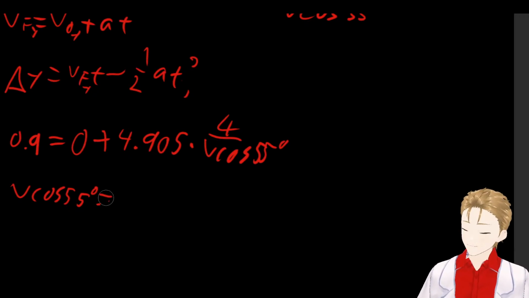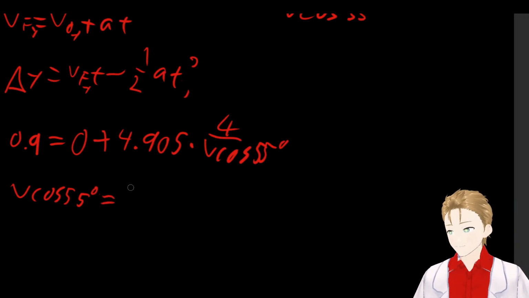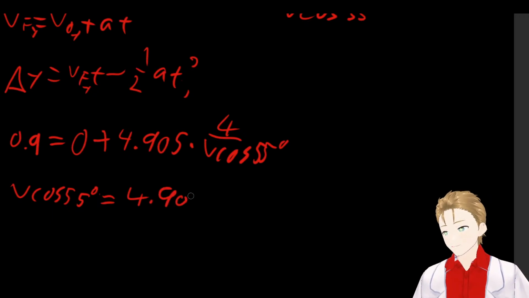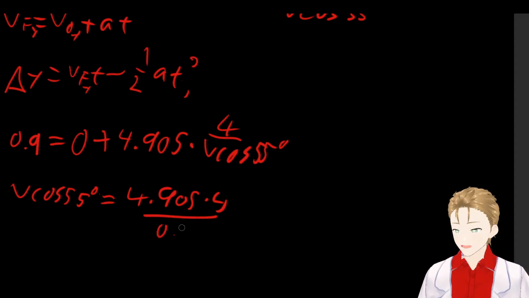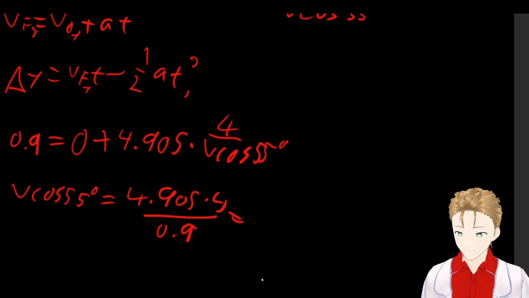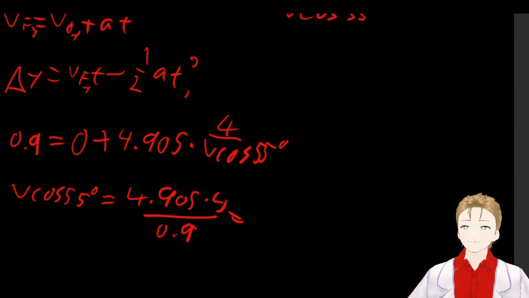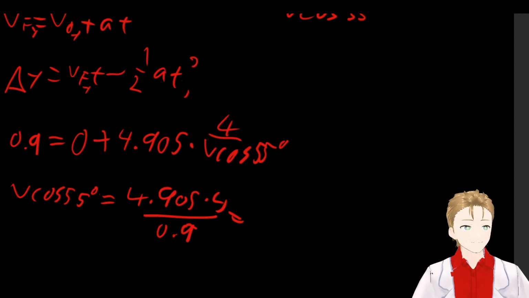Is equal to... I mean, that's actually completely fair. 0.905 times 4 all over 0.9, that's... Does it make sense? Something's fishy in my brain. I think something's fishy.